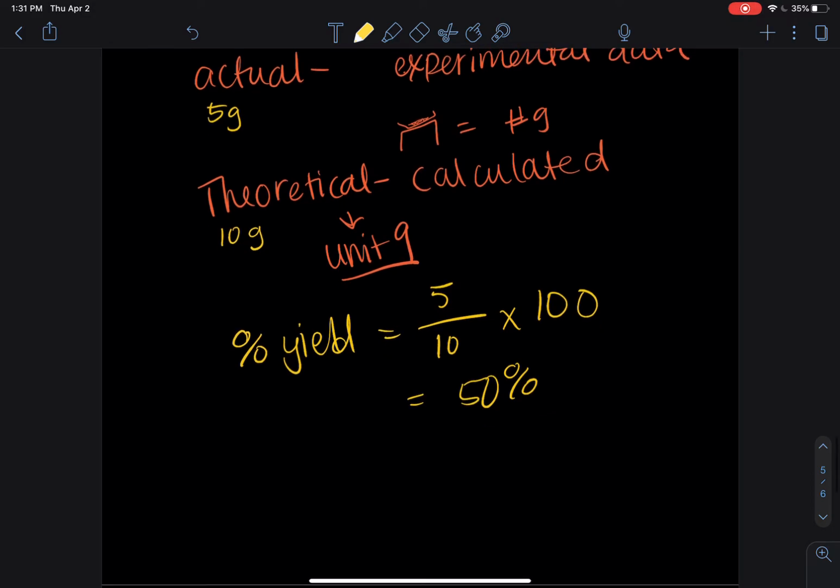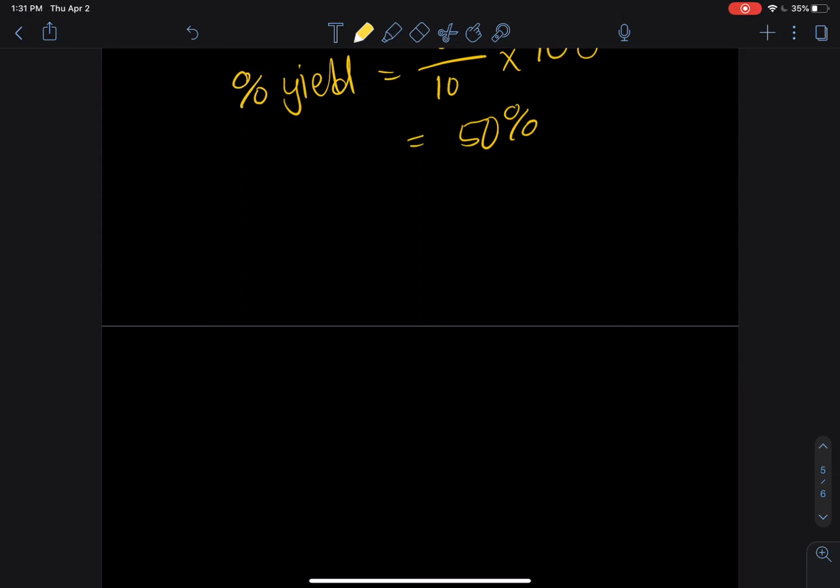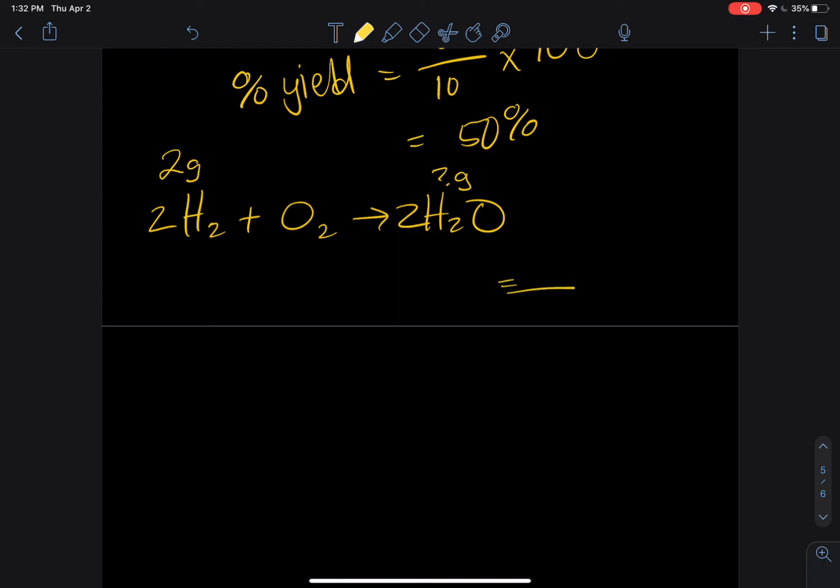That is one way. You could just be given the two numbers, or you could have a problem where you are given, say you're making water, and say I give you 2 grams of hydrogen. I want to know how many grams of water you get out. This situation would be a mass-to-mass calculation where you would solve for the water, and that would give you grams of water, and this would be your theoretical yield, because you calculated it.